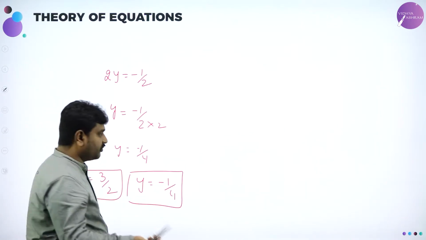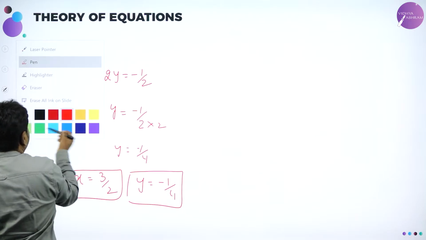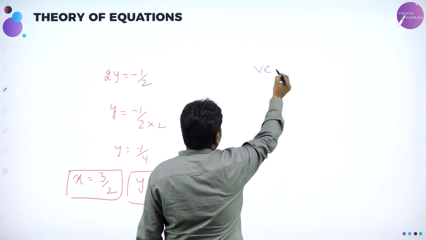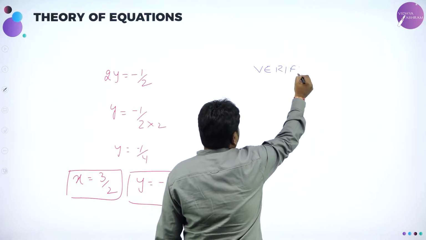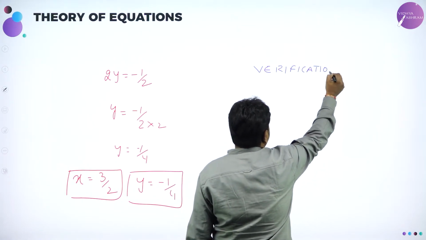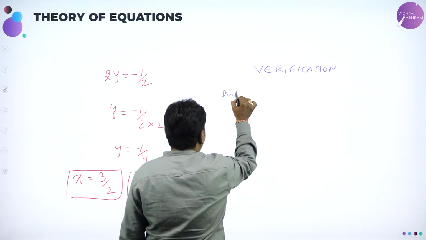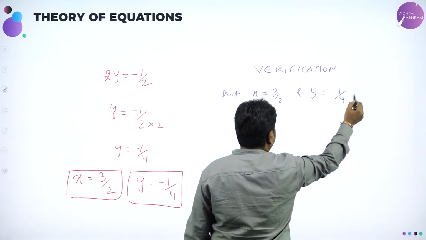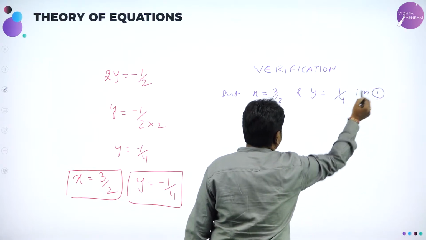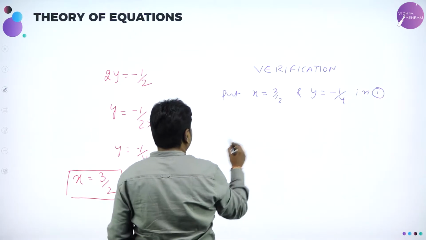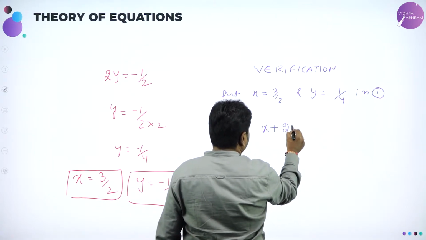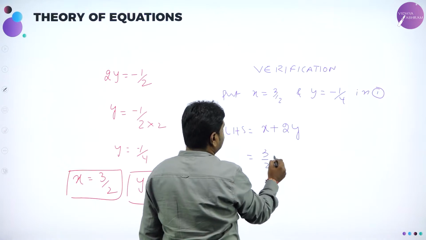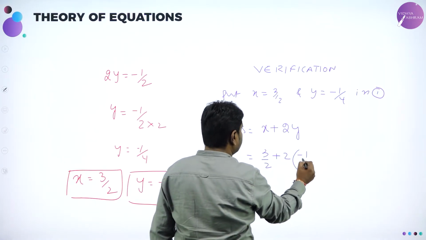After you get, we can verify. So now let us verify. So verification is not necessary. Just we'll see whether what we got is correct or not by substituting x and y. So now put the value of x and y. x is 3 by 2 and y is minus 1 by 4 in equation 1 LHS. What is equation 1? x plus 2y equal to 1. x plus 2y. LHS I took. I am substituting, so I should get RHS. So 3 by 2 plus 2 into minus 1 by 4.